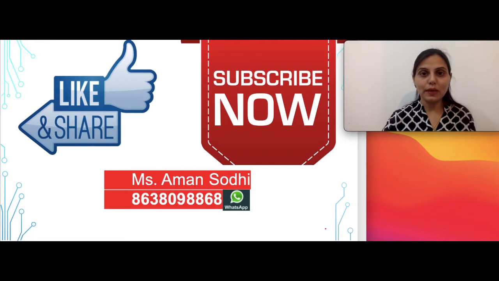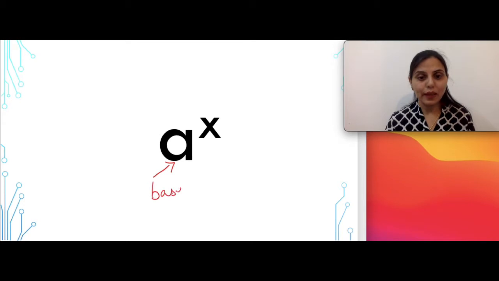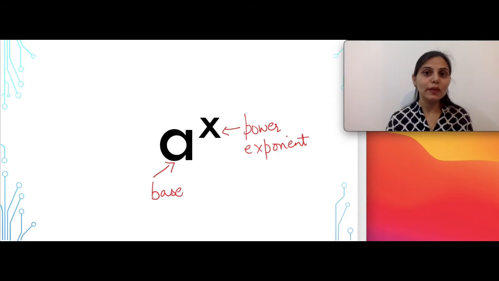So let's begin by understanding what an exponent is. Exponential form of any number involves a base and an exponent. Like in the previous video, where I explained in detail about powers and exponents, here A represents the base and x represents the power or exponent. So this is the general form in which any exponential number is expressed. Today we are going to deal with these kinds of questions.